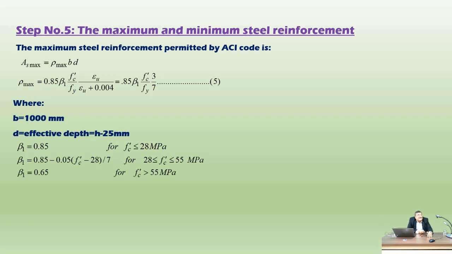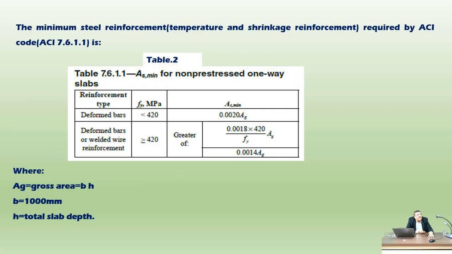Beta 1 is determined from 3 conditions. Beta 1 equal to 0.85 for F prime C less than or equal to 28 MPa, megapascal. Beta 1 equal to 0.85 minus 0.05 times F prime C minus 28 over 7 for F prime C greater than or equal to 28 and less than or equal to 55. Beta 1 equal to 0.65 for F prime C greater than 55.